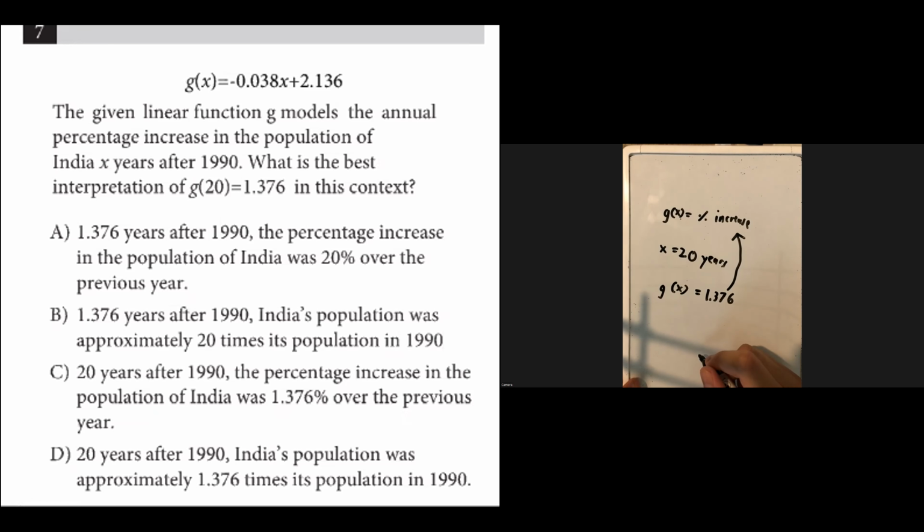We can see answer choice C says 20 years after 1990, and it says 20 times its population in 1990. Or the percentage increase was 1.376, so that says percentage increase. So the answer choice here would be C.